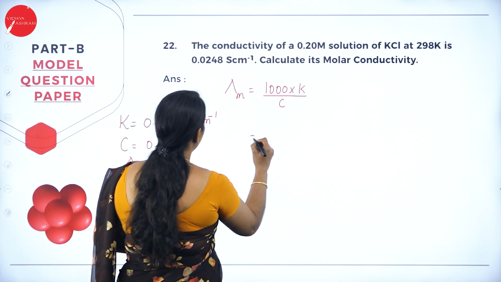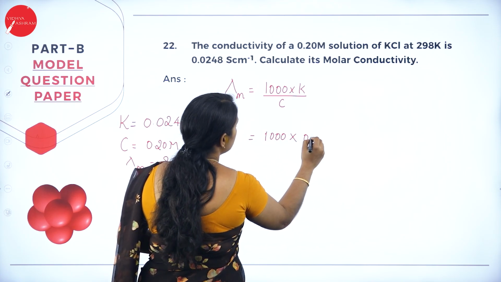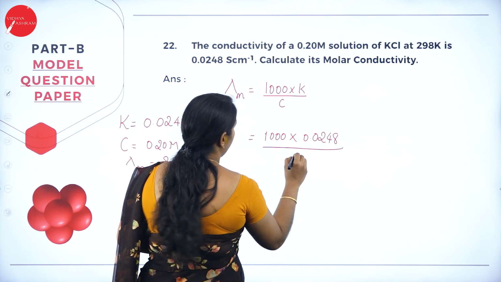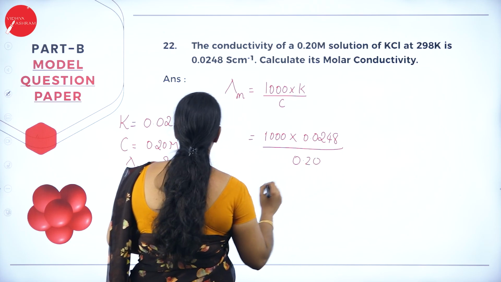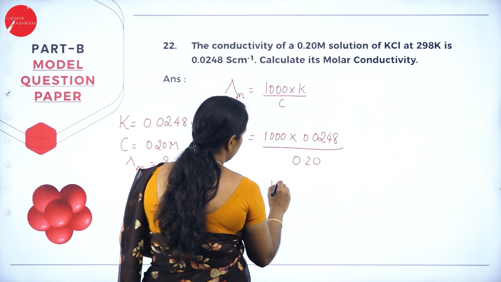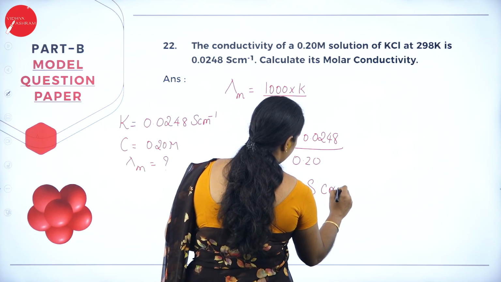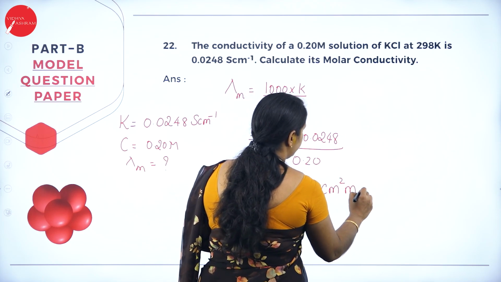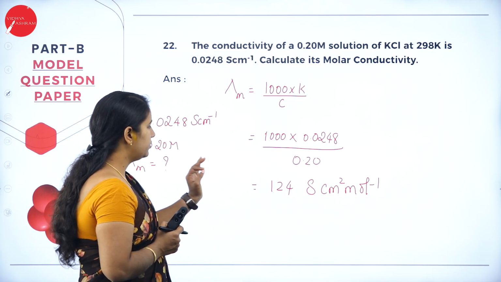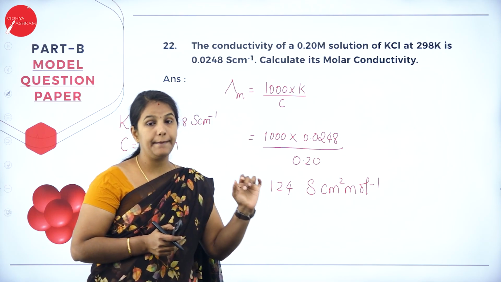So apply this formula and substitute 1000 into 0.0248 divided by 0.20. Okay. So if you do this calculation, you will get 124 Siemens centimeter square per mole. So this is the answer. When we do the substitution, you will get 124 Siemens centimeter square per mole.